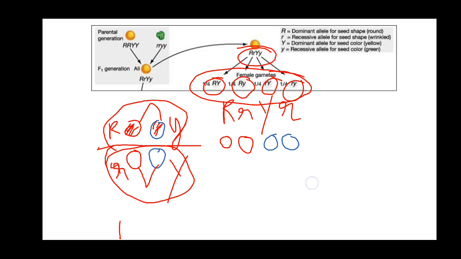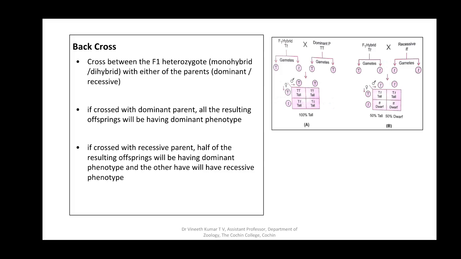The next session will be about some special types of crosses like back cross, reciprocal cross, and test cross, etc. We will discuss that in the next session.